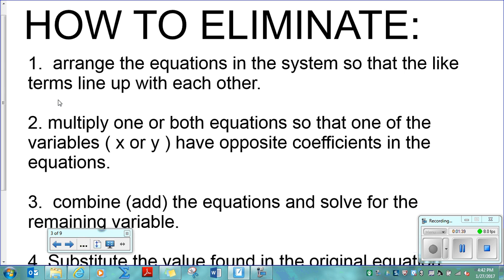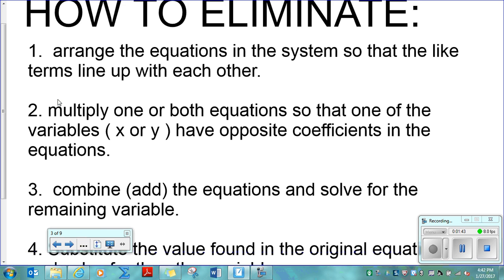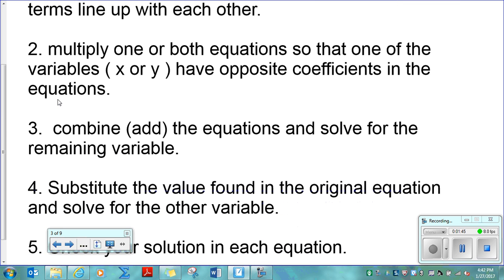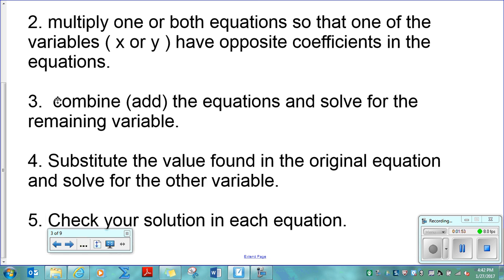Three, we combine or add the equations and solve for the remaining variable. Four, once we have the variable, we're going to substitute back into the original equation to find the other variable, just like with substitution. And five, we're going to check our solution to make sure it works for each equation.